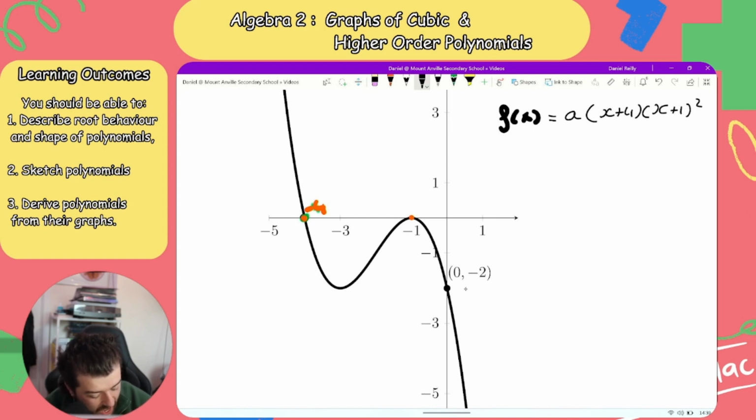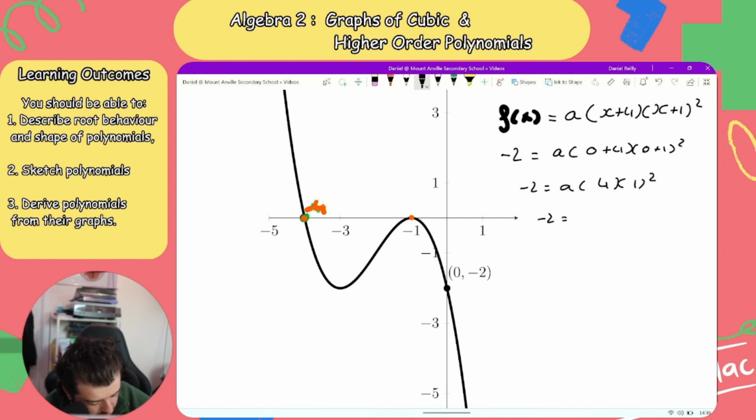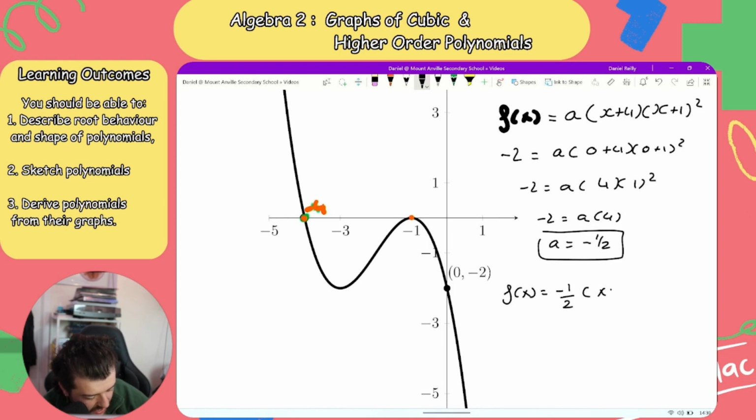And then I have my point 0, minus 2. So my function equals minus 2 when x equals 0. So 0 plus 4, 0 plus 1 squared, minus 2 equals a times 4 times 1 squared, minus 2 equals a times 4. A is going to equal minus a half. Great. So f of x equals minus a half times x plus 4, x plus 1 squared.